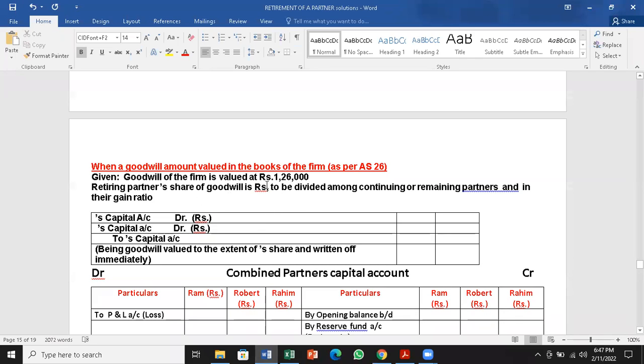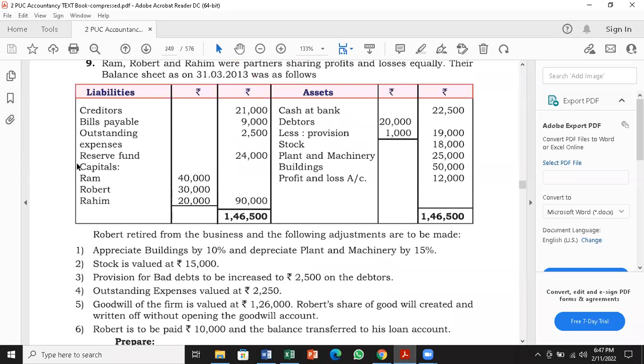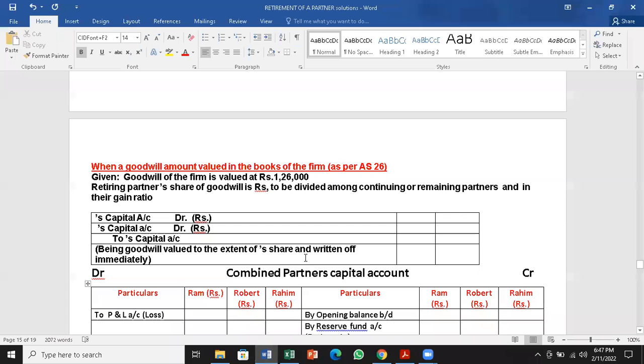So the retiring partner's share of goodwill. The retiring partner is Robert, the second person, with a 1/3 share. So 1,26,000 divided by 3, 42,000 it is coming. This is to be divided among the continuing partners, Ram and Rahim.